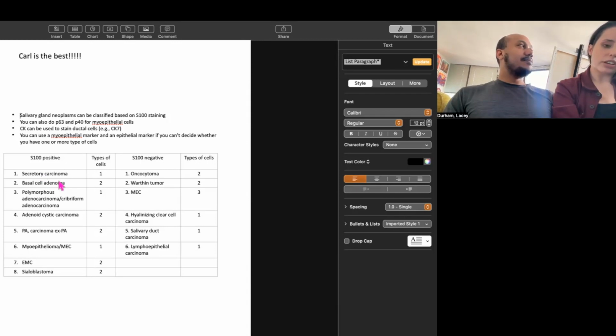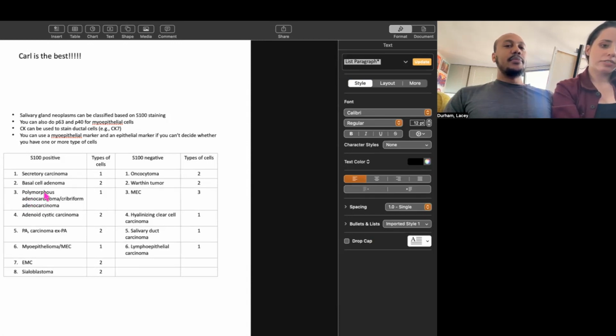So for basal cell adenoma, is it going to be epithelial and myoepithelial? Okay, I think that's what I'm trying to ask. For secretory carcinoma, it's epithelial. For basal cell adenoma, it's epithelial and myoepithelial. For polymorphous, what's that one cell type? Is that epithelial? Is it CK7 positive, or is it going to be myoepithelial positive?